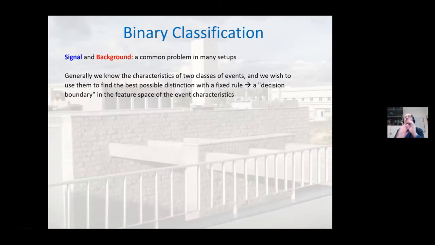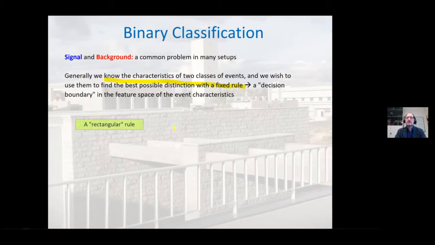Good, so binary classification. So signal and background are the catchwords for us. We want to see the signal, so we want to discriminate it from a background, and therefore you do classification, binary classification. So generally, we typically know the characteristics of the classes of events because we have forward simulations that allow us to do so. And we want to define a decision boundary that allows us to say this is signal and this is background, okay? Much like hypothesis testing, but in this case, you extract what you want to do after having defined the critical region here.